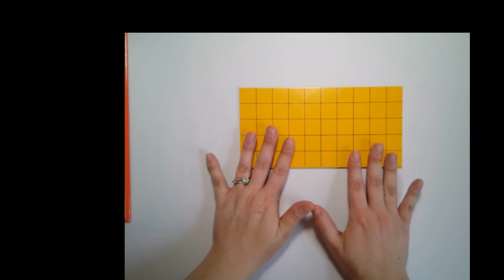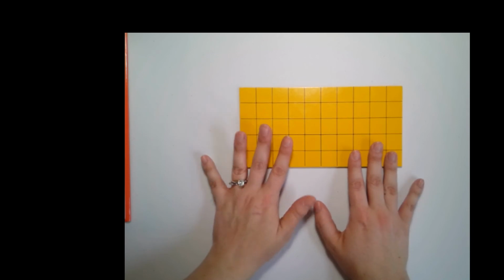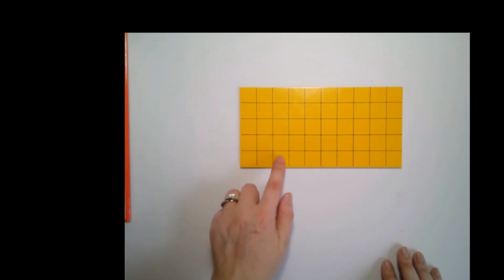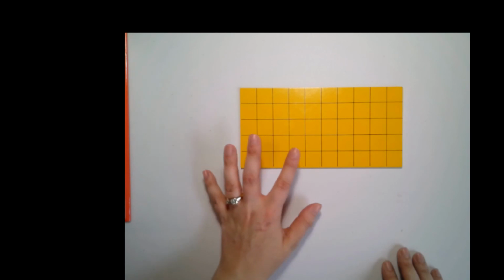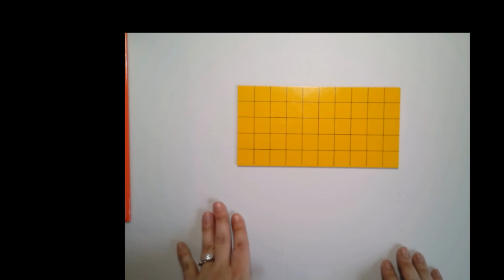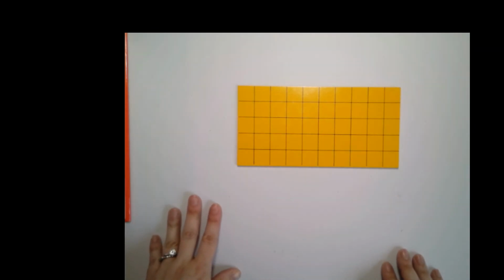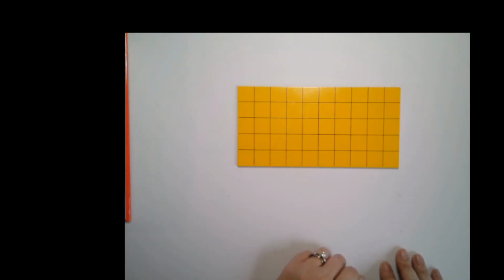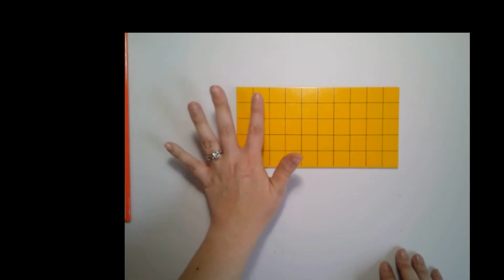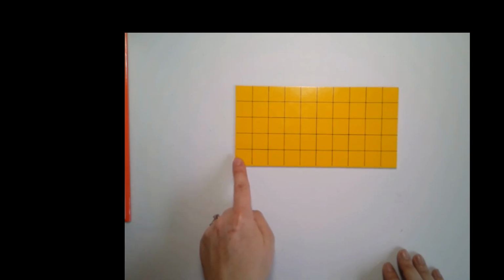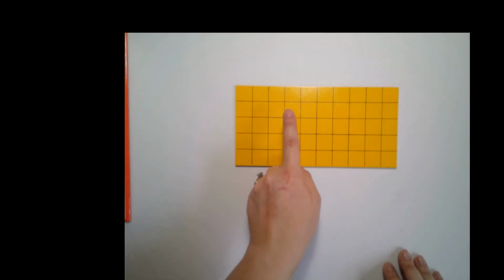So we have our yellow rectangle, and what we've been doing is either counting the squares one by one, which can take a really long time. There are 50 squares here. That would take a long time to count. Or, as some of you have discovered, we could count by fives to find the area of the rectangle, which is 50. So we could count by 5 using the columns of the rectangle. Or we could count by 10s using the base of the rectangle, so using the rows. So 10, 20, 30, 40, 50.